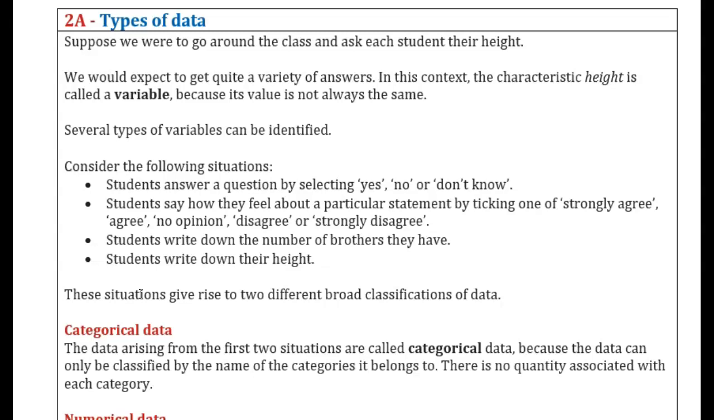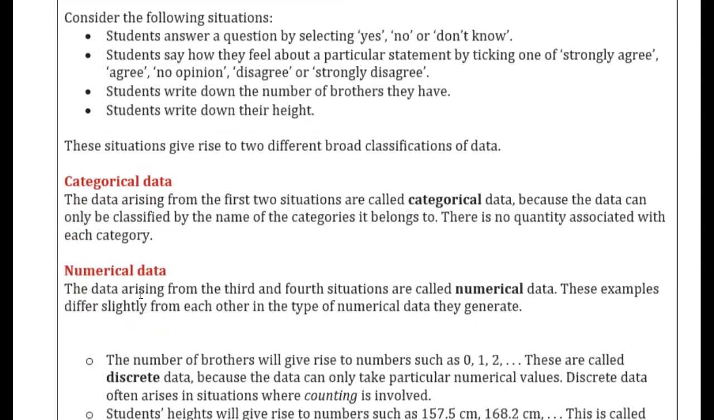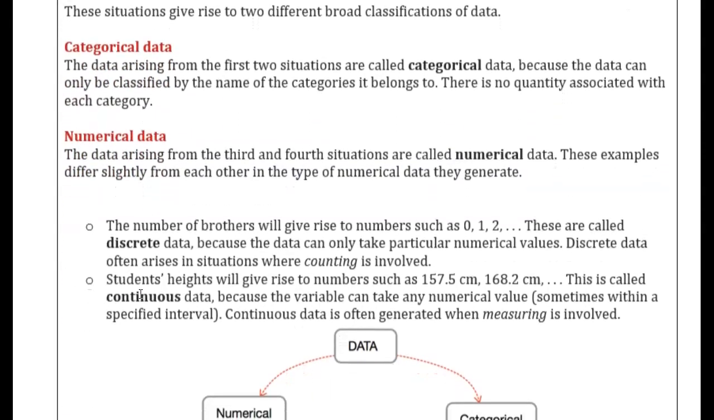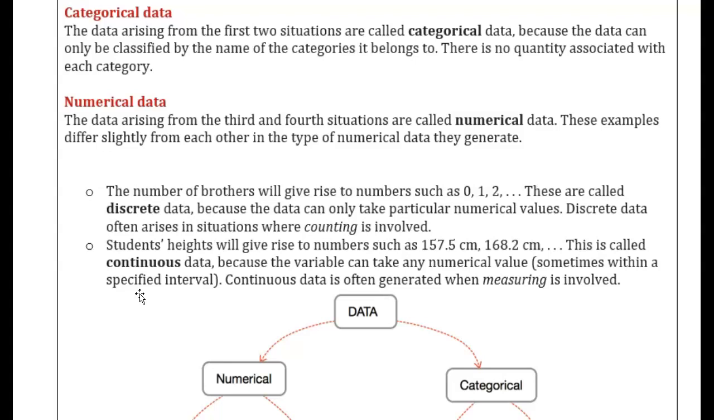These situations can give rise to 2 different broad classifications of data. So basically, when we're talking about data, we have 2 key ones, categorical and numerical. Categorical usually means we can put the data into categories.